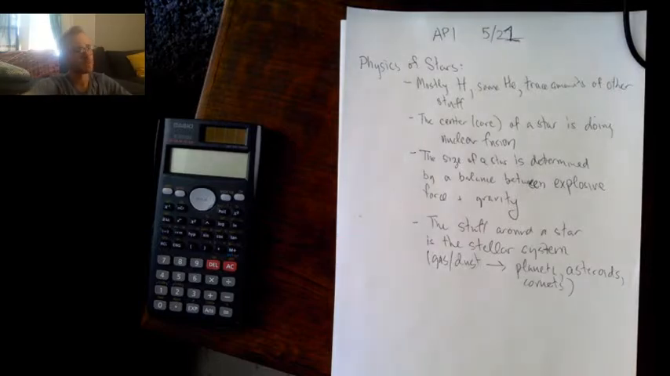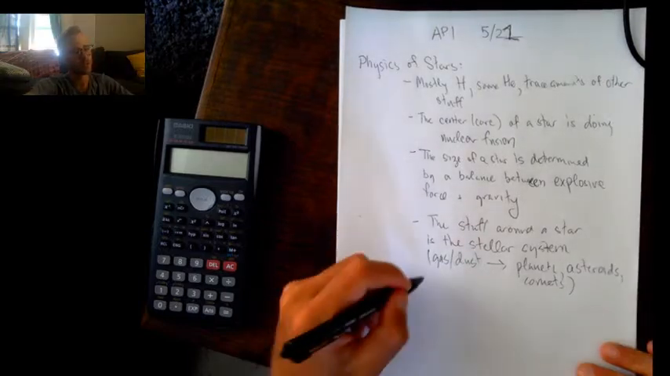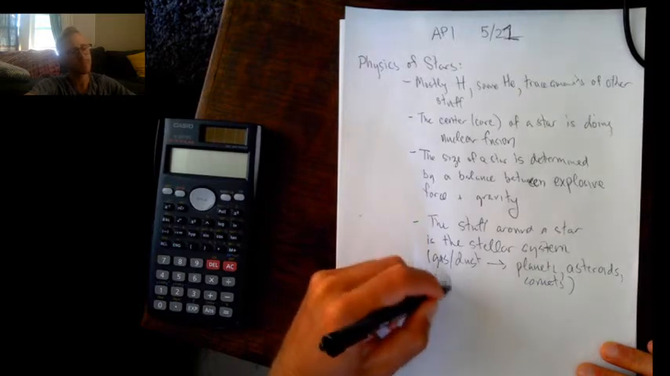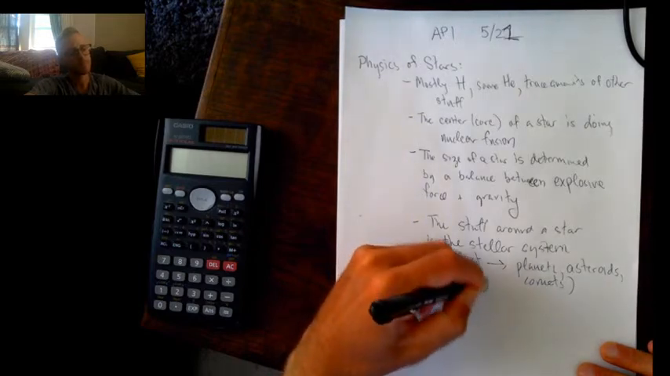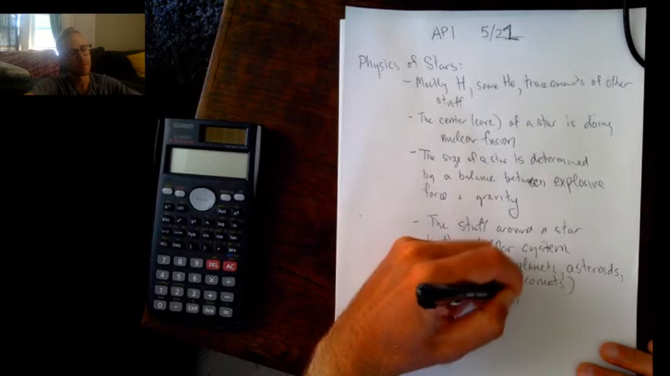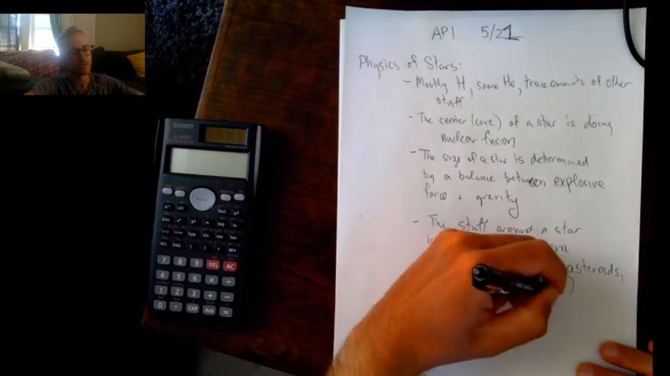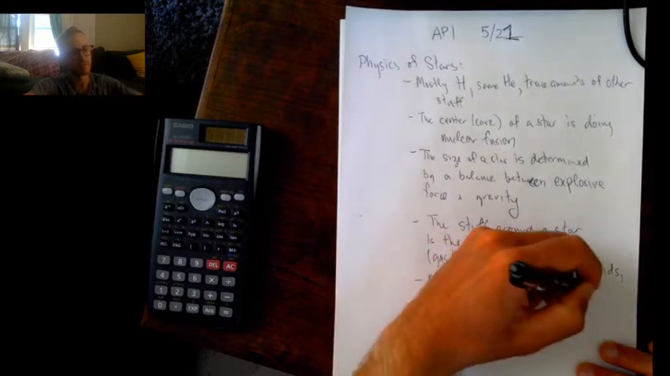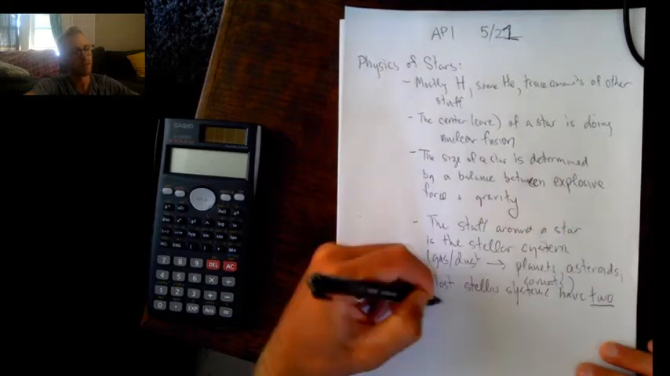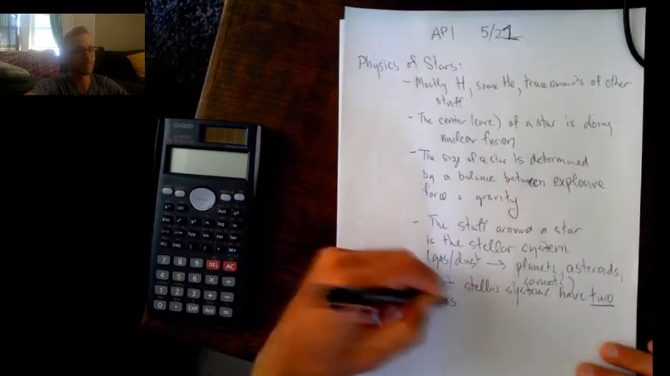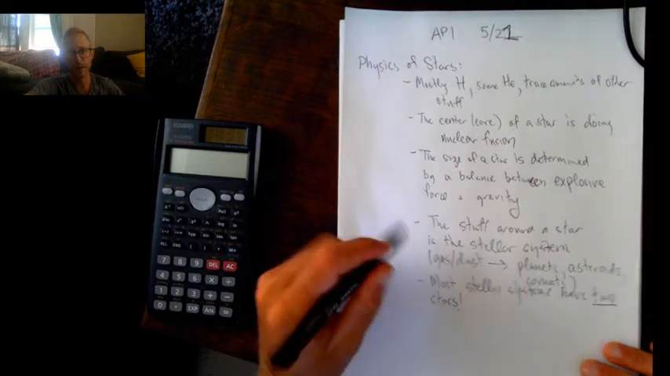Interesting fact, most stellar systems have two stars. That's actually more common than one star. It's called a binary system.